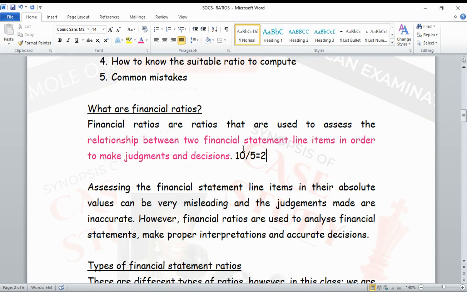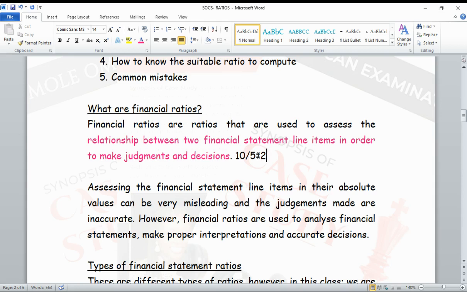So we're assessing them in order to make judgments and decisions. In this case, the 10 can be gross profit and the 5 can be revenue. So the 10 indicates one financial statement line item, and the 5 another. So financial ratios are basically used to assess the financial statements, to make judgments and decisions, and to know what is really going on in the company.